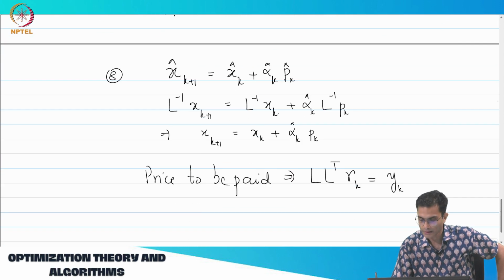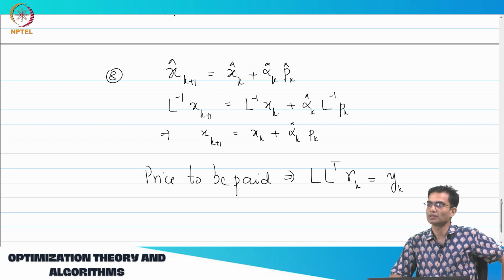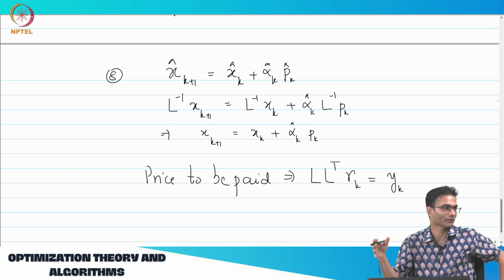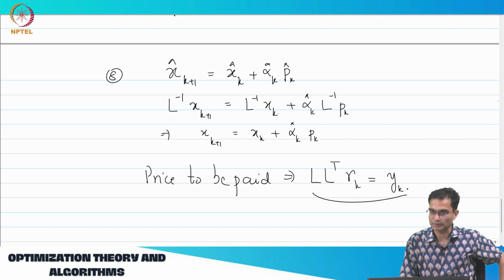Did we ever have to calculate L inverse? It appeared as an in between step, but we never actually needed it anywhere. Everything was up, the only extra term was this L L transpose appearing everywhere. So this needs to be done.